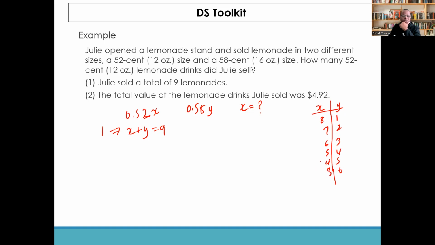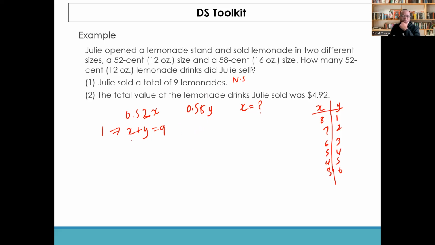So for this one, X can take any value. X can be anywhere from 8 all the way to 1. So we have more than one value of X. So this is not sufficient. Are we together? I believe there could be no questions.